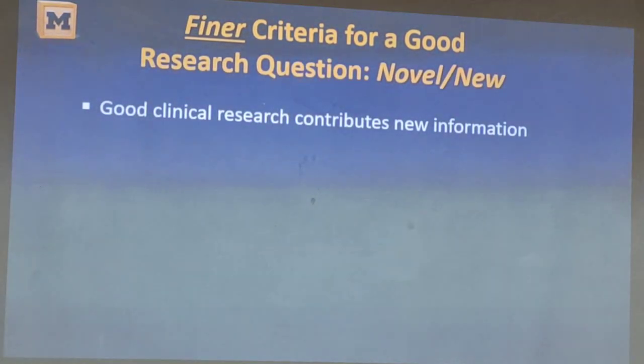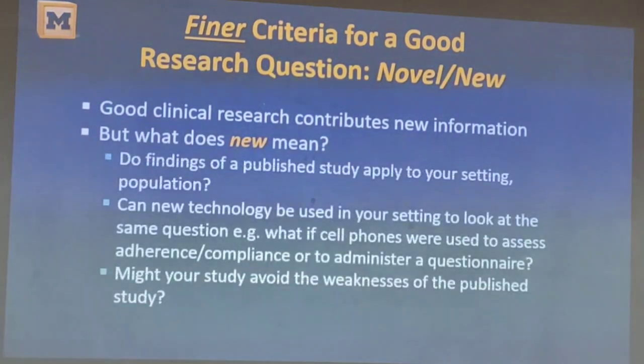Is it something new or is it something old? I'm interested in studying something, but wait, is it something new, or am I just going to repeat something that is already in the literature? Then it's not interesting and nobody's going to publish it for me. So good clinical research contributes new information. In Egypt, there is a great opportunity. We have a way to go and we can publish a lot because it's kind of new here, for CF especially. What does new mean?